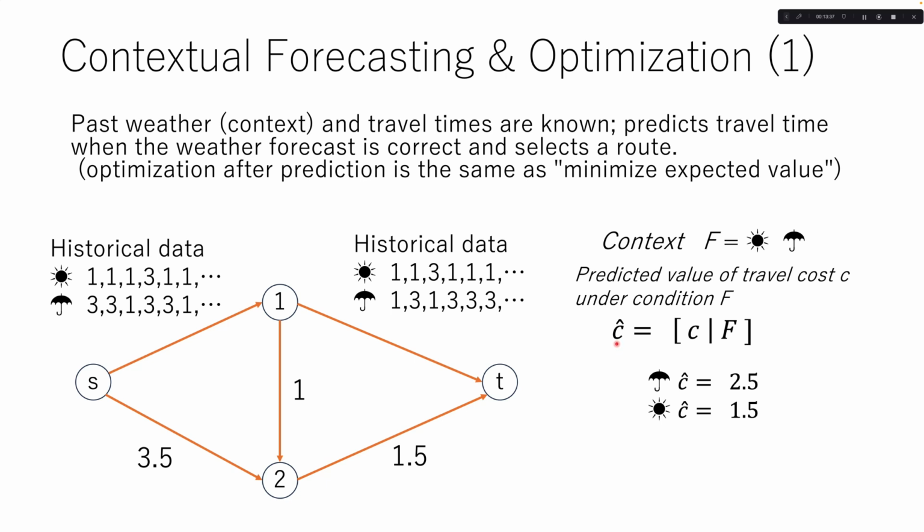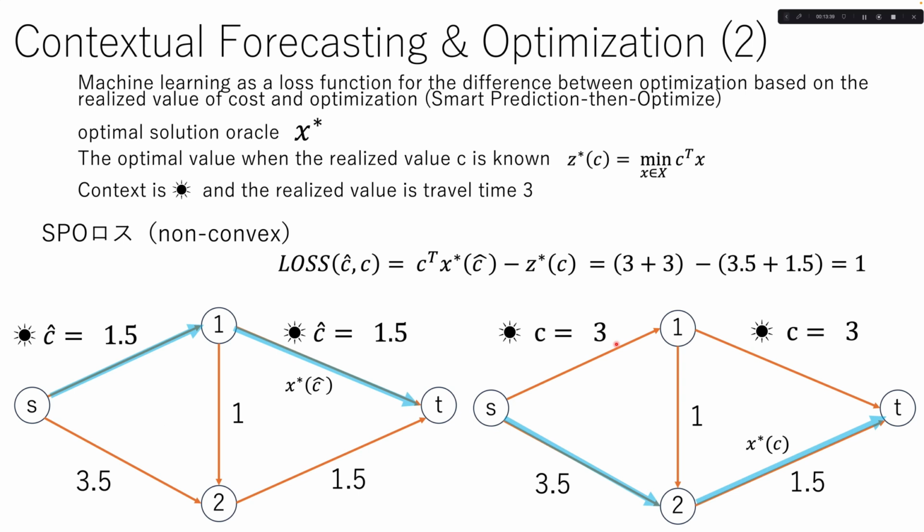Note that simply minimizing prediction error based on the context is equivalent to minimizing the expected travel time. By using a loss function that measures the difference between the predicted and actual costs, we can train a machine learning model to generate good predictions that lead to better optimization outcomes. This approach is known as smart prediction then optimize.